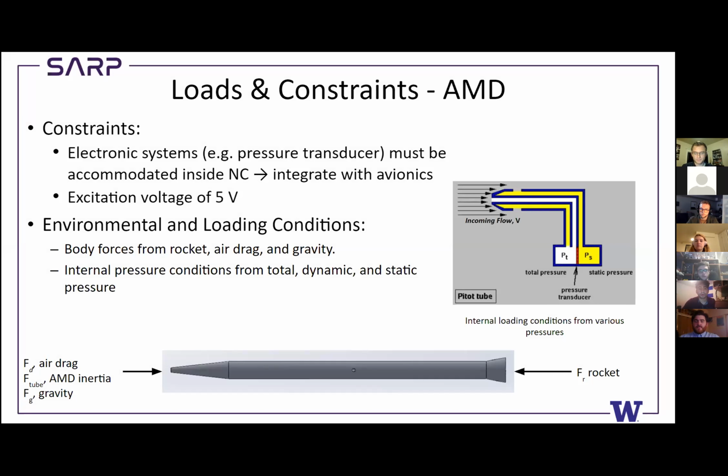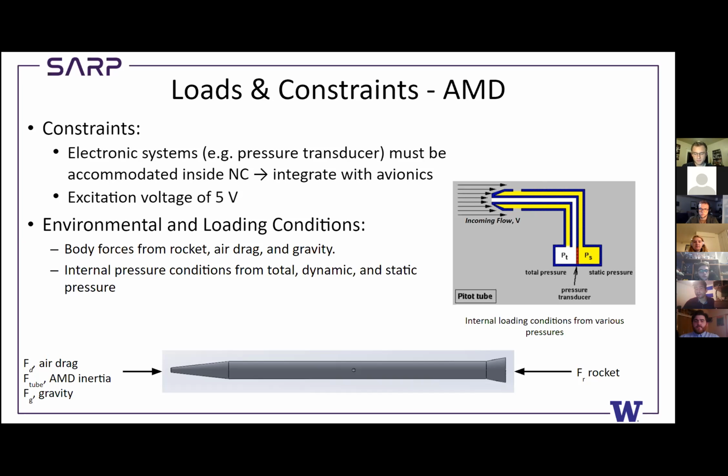All right, so for our loads and constraints, the first is electronic systems. For example, the pressure transducer, as you can see on the figure on the right, is what basically calculates the difference between the total pressure and the static pressure. This has to be accommodated inside the nose cone, and so this requires heavy integration with avionics. The second thing, also directly from avionics, is that we need an excitation voltage of 5 volts in order to get the AMD to work.